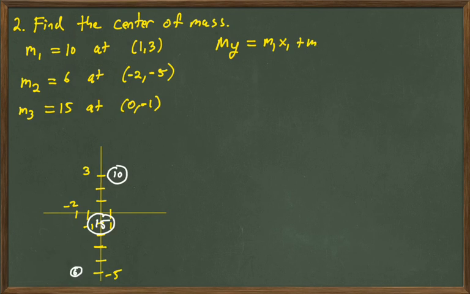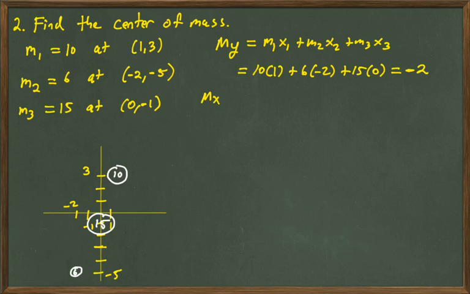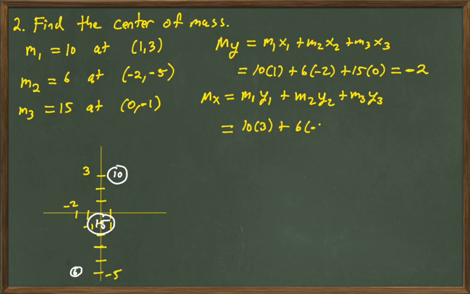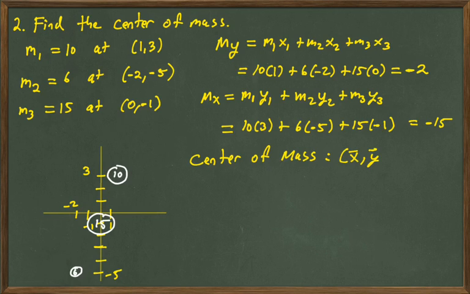M sub y is going to be the moments about the x-axis. Or actually, not moments about the x-axis. They would be moments about the origin. Okay, and m sub x. And that's how we defined it. Okay. Your center of mass is going to be the x bar, y bar, which is equal to m sub y over m, comma m sub x over m.